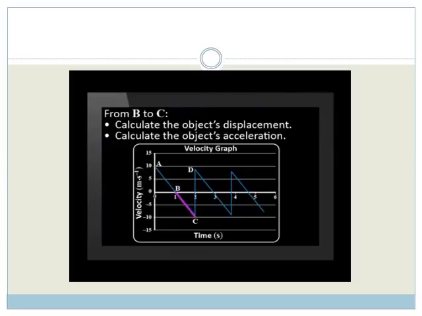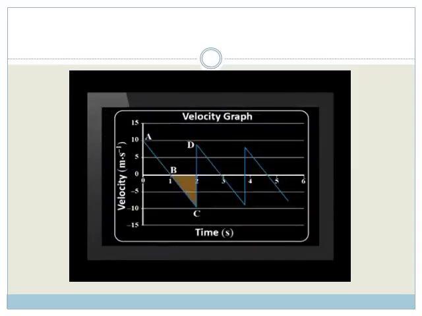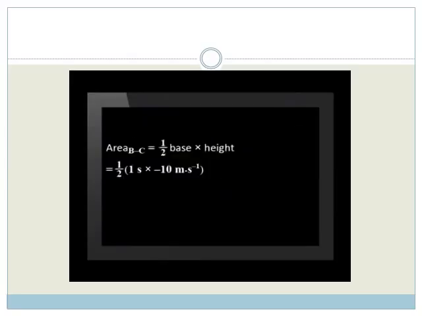Again, we have to find the object's displacement and acceleration. The area under a VT graph gives the object's displacement during that time period. Notice that the base of this triangle is 1 second and the height is minus 10 meters per second. We substitute these values into the equation and get an answer of negative 5 meters.